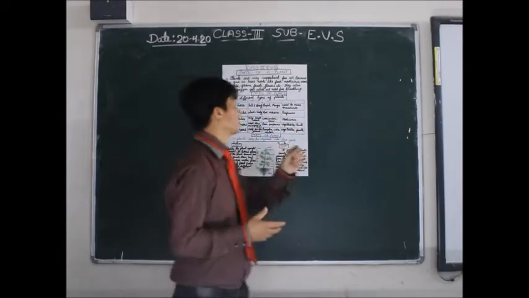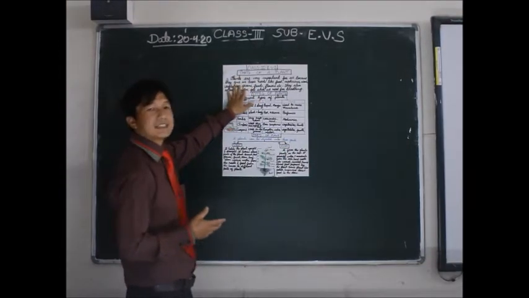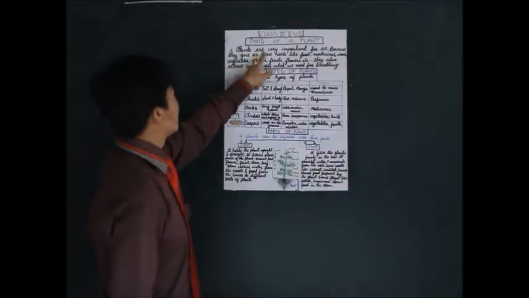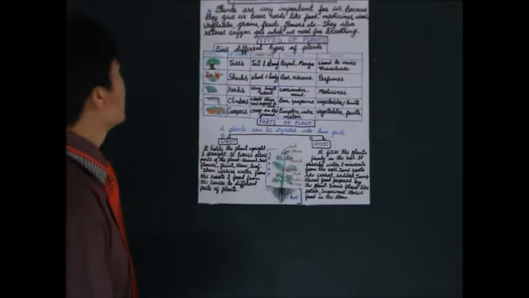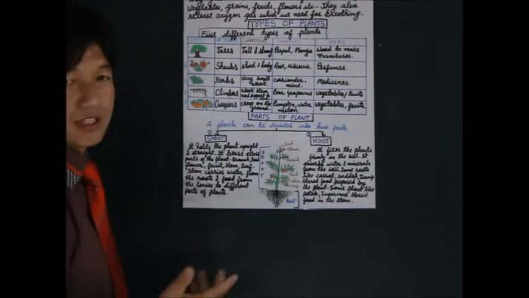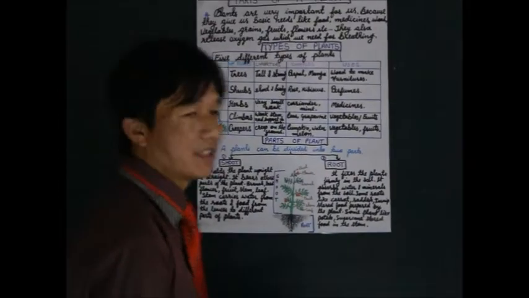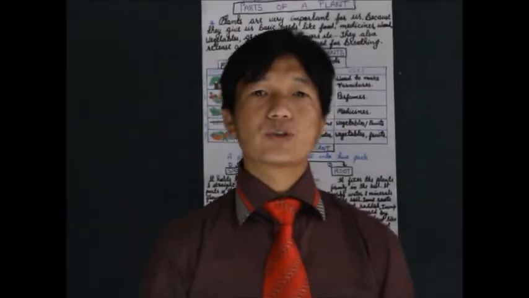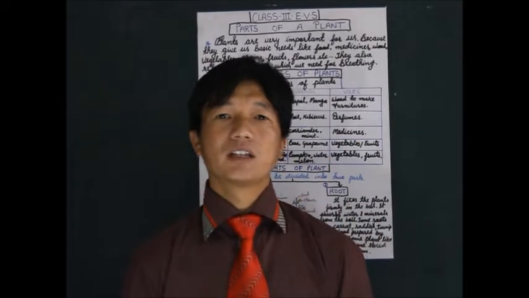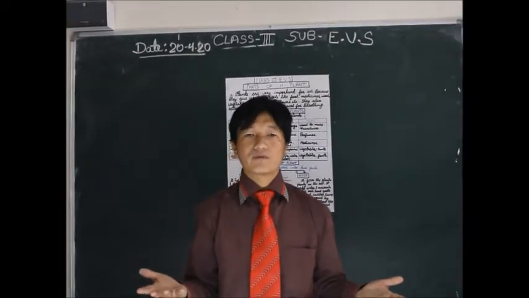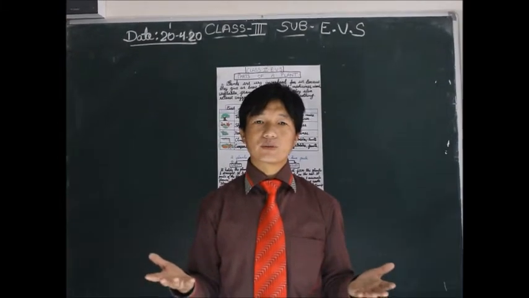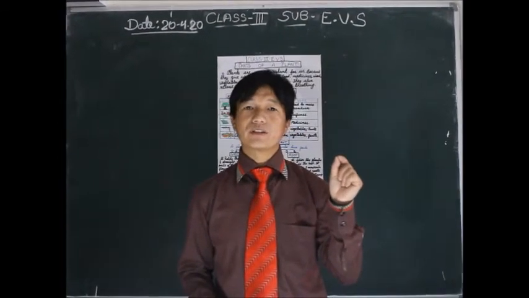Which grows. So I have written here, just listen. Plants are very important for us because they give us basic needs like food, medicines, wood, vegetables, grains, fruits, flowers, etc. And they also release oxygen gas which we need for breathing. Understand? So it gives us so many things. Imagine if there's no plant, what will happen? We couldn't survive. That's why plants are very important for us.